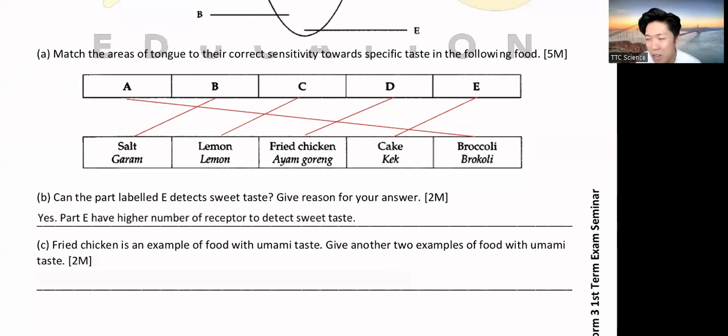Can we say "sweet receptors"? I never saw this kind of question. Usually they always ask, is that part able to taste this? Is that part able to taste that?